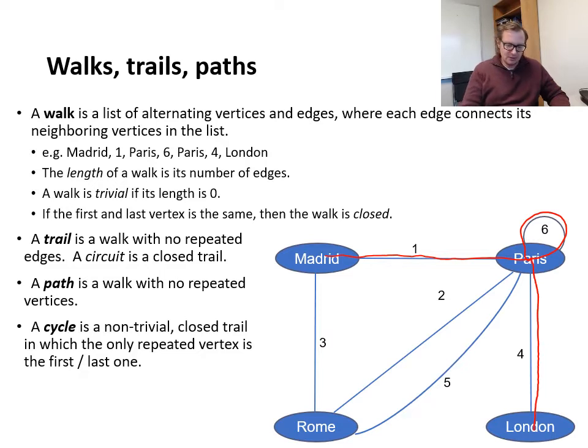An example of a circuit would be Rome, Madrid, Paris, Rome. A path is a walk that has no repeated vertices. A cycle is then a non-trivial closed trail in which the only repeated vertex is the first and the last one. So the circuit I drew is also a cycle. So these are some basic graph definitions and terminology.